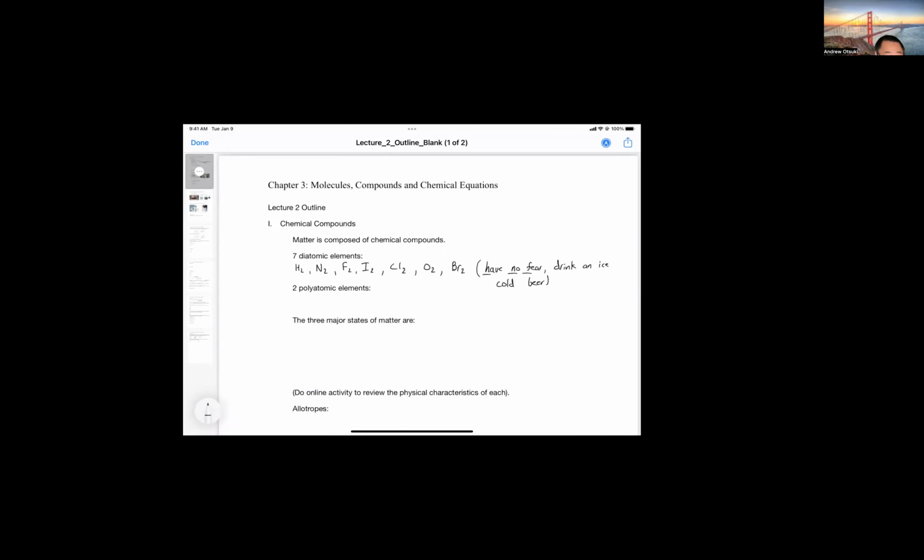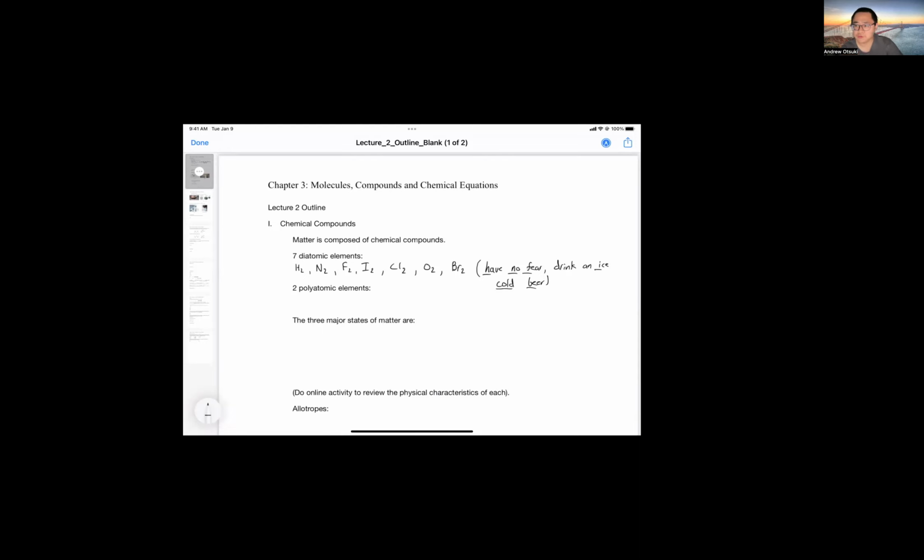Where is oxygen actually? I see. Iodine. And this one would be chlorine and oxygen here, and then bromine here.